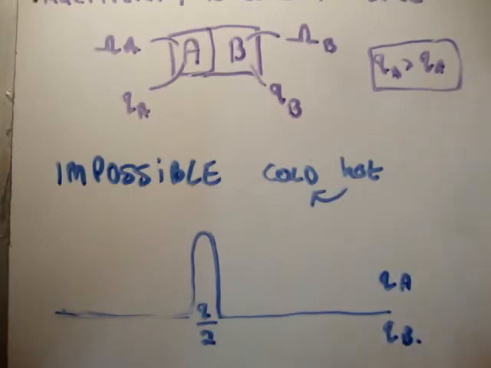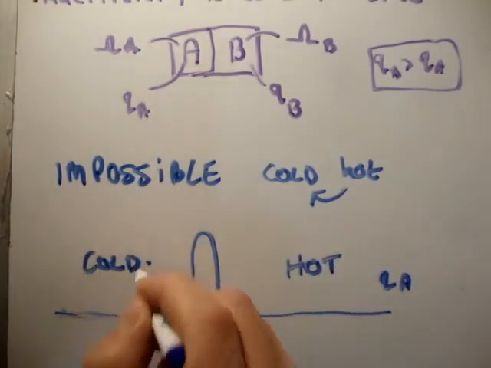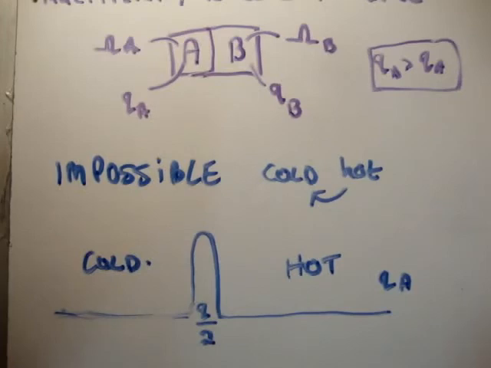So for that reason, heat isn't going to flow from cold to hot. Let's say this is the energy in A. Where is hot? This is hot, and this is cold. So the probability of the system being colder is zero. The probability of the system being hotter is zero.